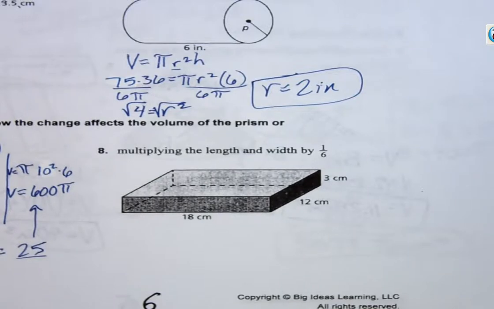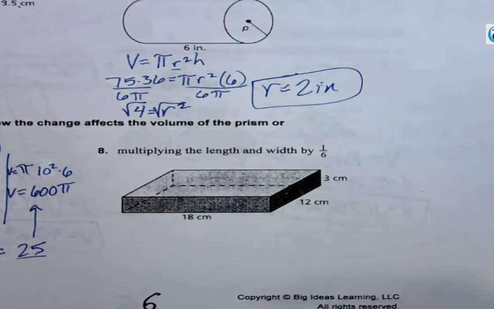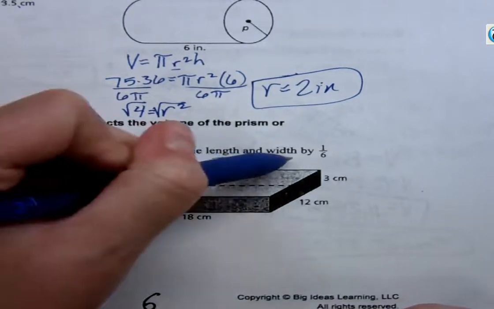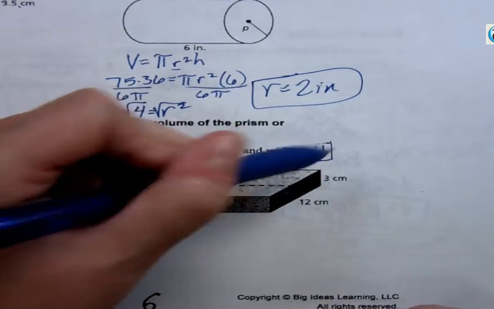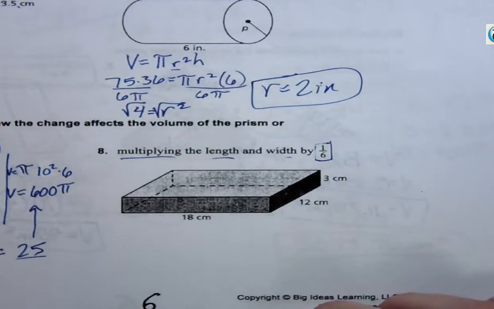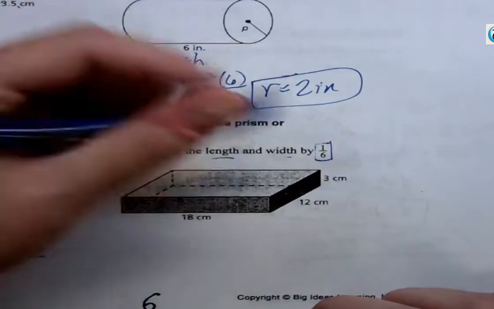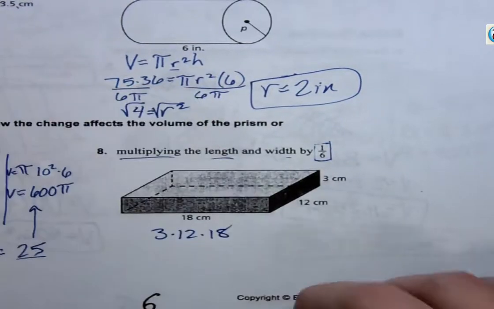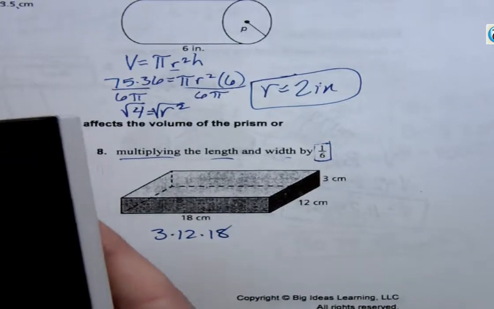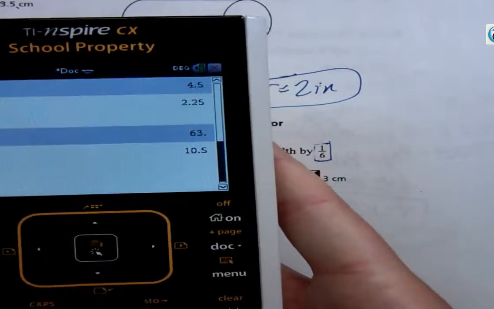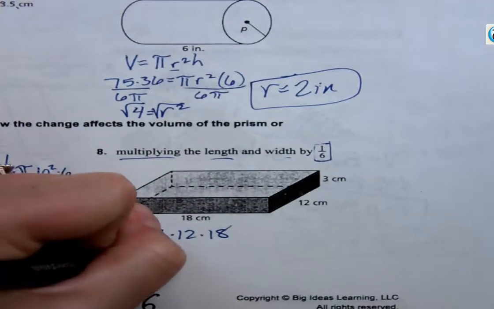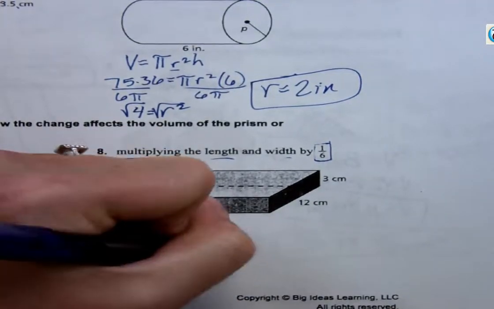All right, and then if you can kind of see the pattern that we have going on here, when you multiply the length and the width by 1/6, okay, so the original volume would be 3 times 12 times 18. So 3 times 12 times 18 is 648. So that's the original volume.